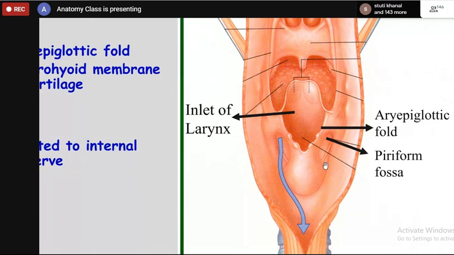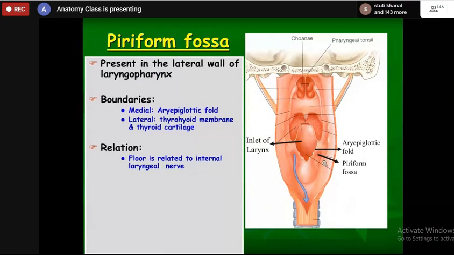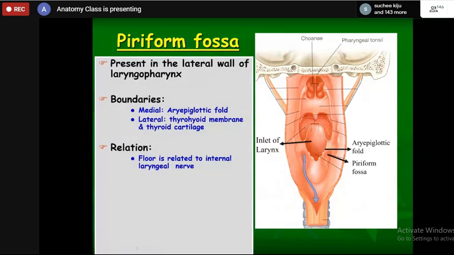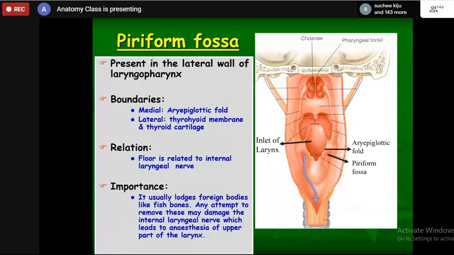Now applied anatomy. Why do you need to study the piriform fossa? The piriform fossa mainly traps foreign bodies like fish bone. When a fish bone gets stuck over here, and you make a forceful attempt to remove that fish bone, then you may damage the internal laryngeal nerve.